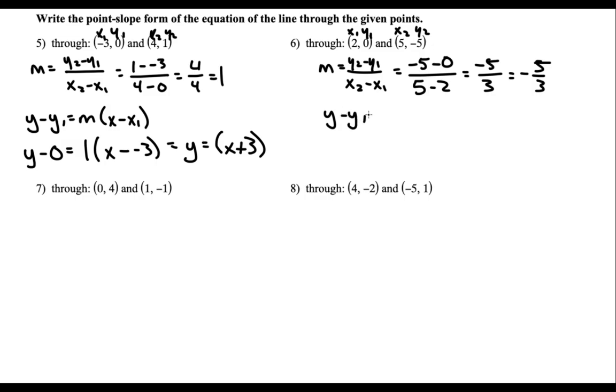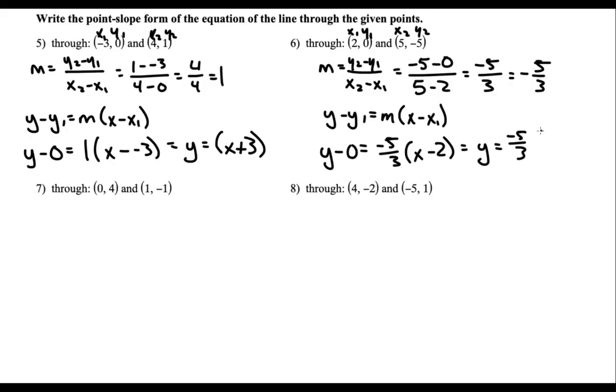And so now I can plug it into my equation. y minus y1 equals m times x minus x1. So I've got y minus 0 equals -5/3 times x minus 2. Put that all together, and that's just y equals -5/3 times x minus 2.